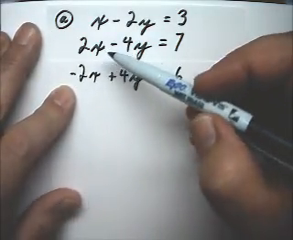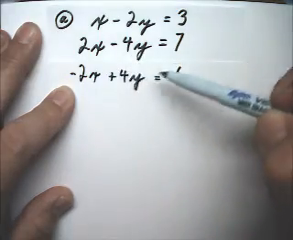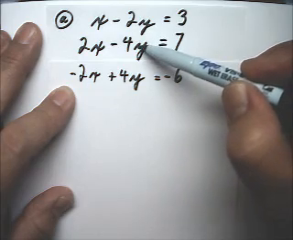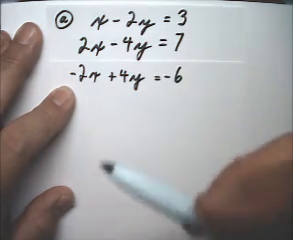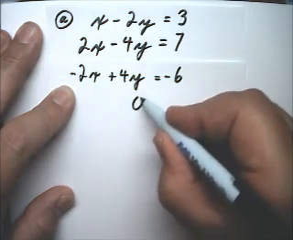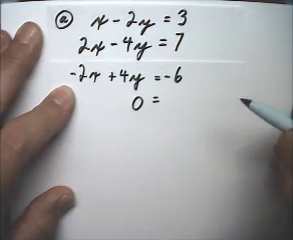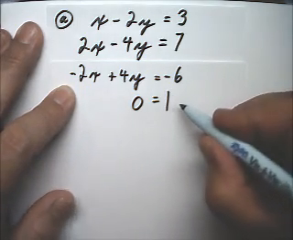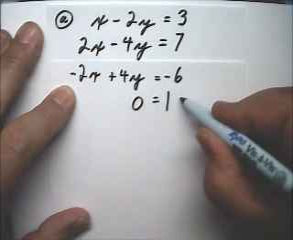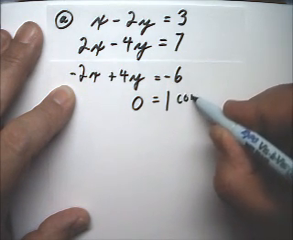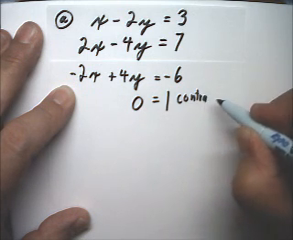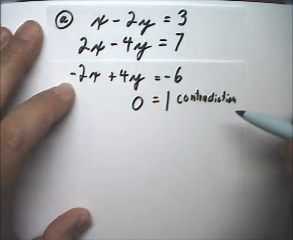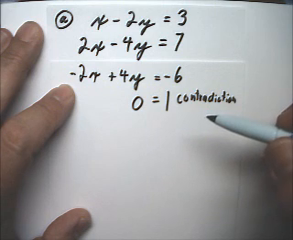Okay, so now I can add these two equations, and the 2x and the -2x add up to 0. The -4y and the positive 4y also add to 0. So on this side I get 0, and it equals 7 plus -6, which is 1. So this is not true. In mathematics, that's called a contradiction. Because we got a contradiction here, there's no solution.